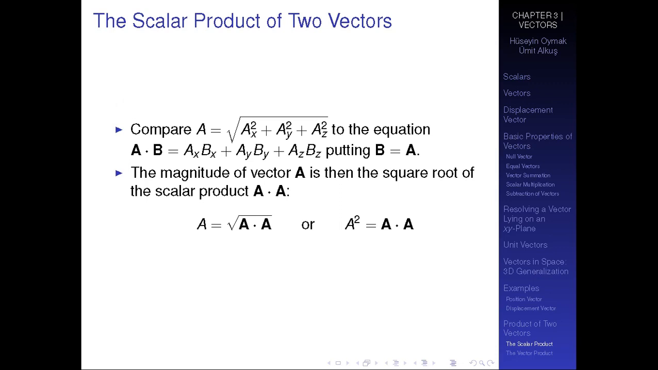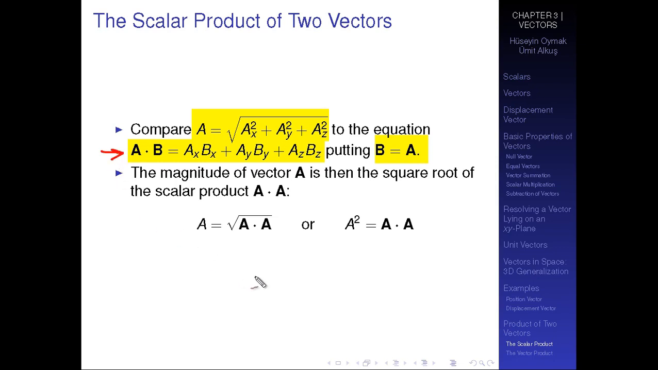If you remember the definition for the magnitude of a vector in 3 dimensions, it is calculated by the Pythagorean theorem as A equals square root of ax squared plus ay squared plus az squared. And remembering the scalar multiplication of two vectors, A dot B, we substitute B equals A into the corresponding formula for the scalar product.